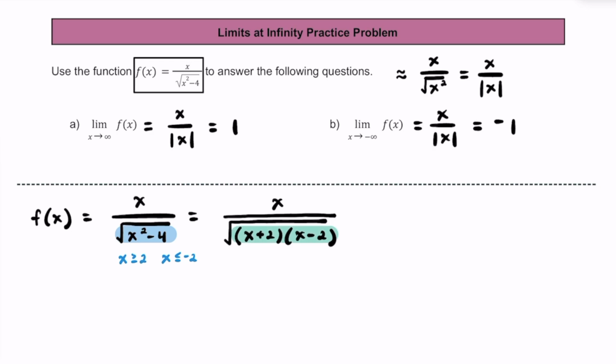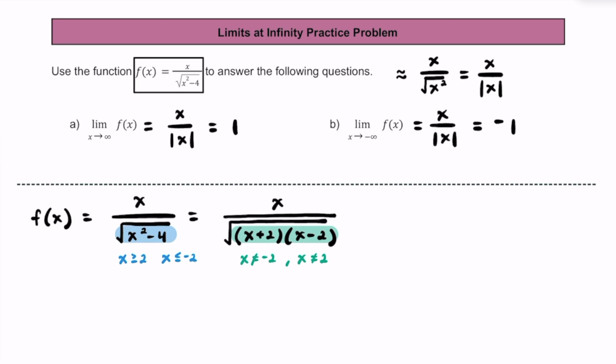Now, if you look at our factored version here, what's also interesting in the denominator is that it can't equal 0, otherwise we're going to divide by 0. So there are going to be some vertical asymptotes. We know x actually can't equal -2, and x can't equal +2 either.